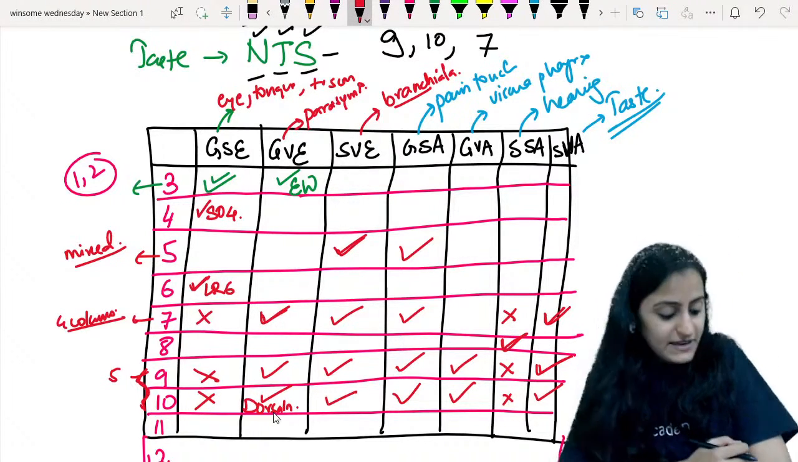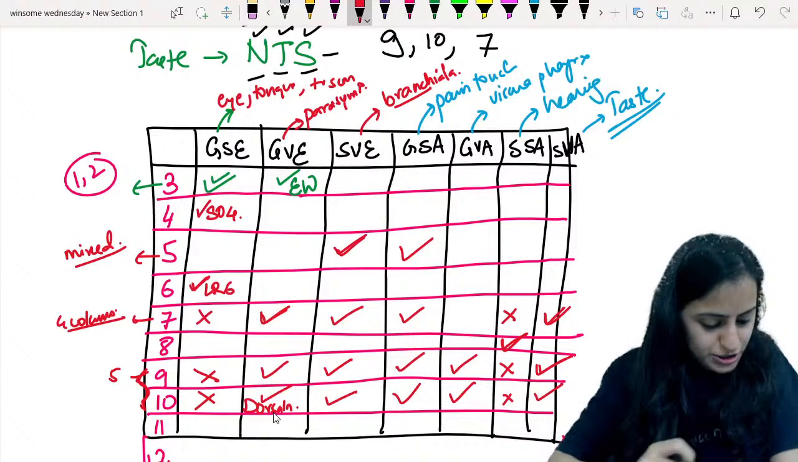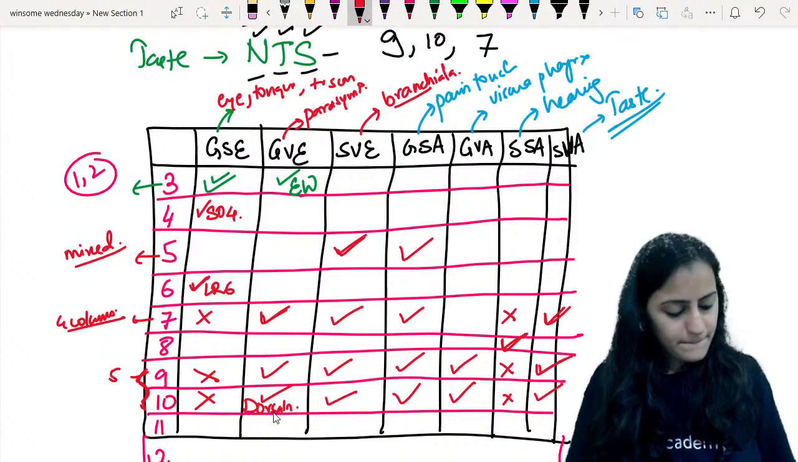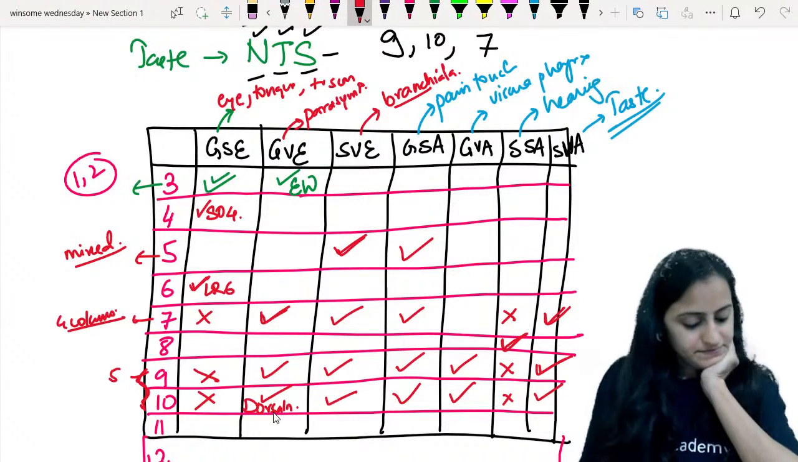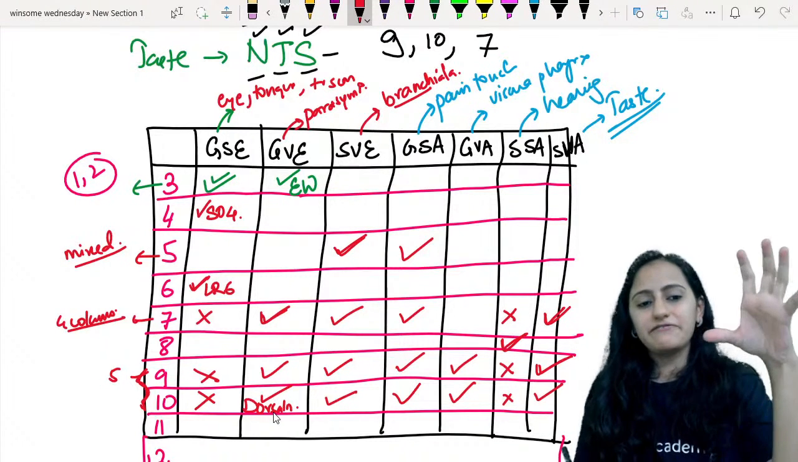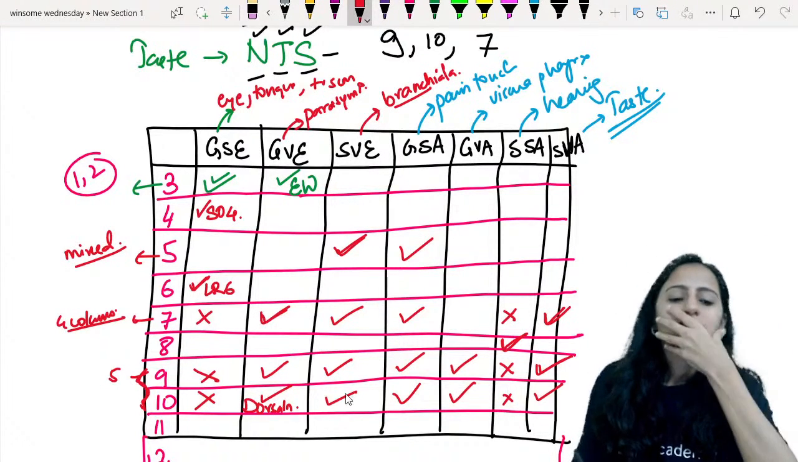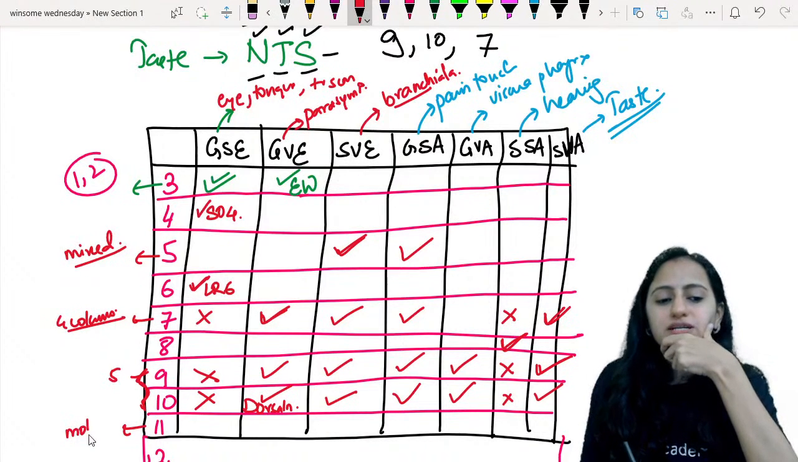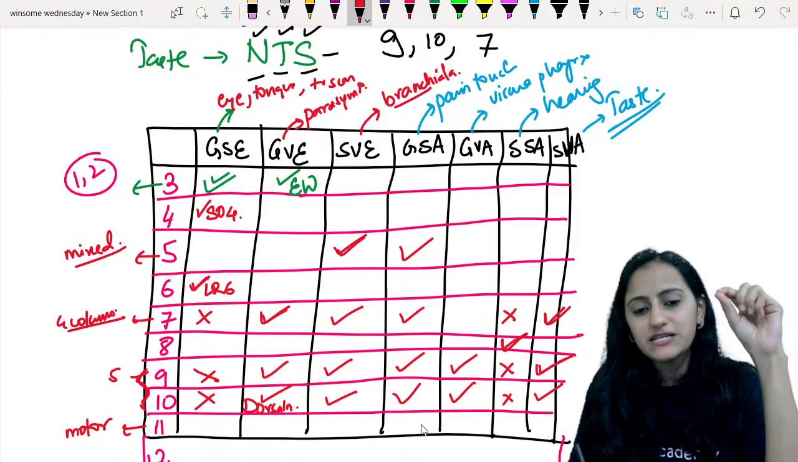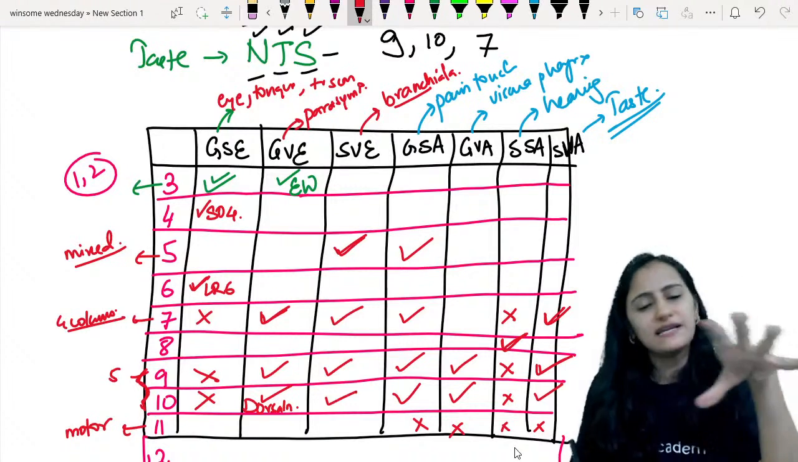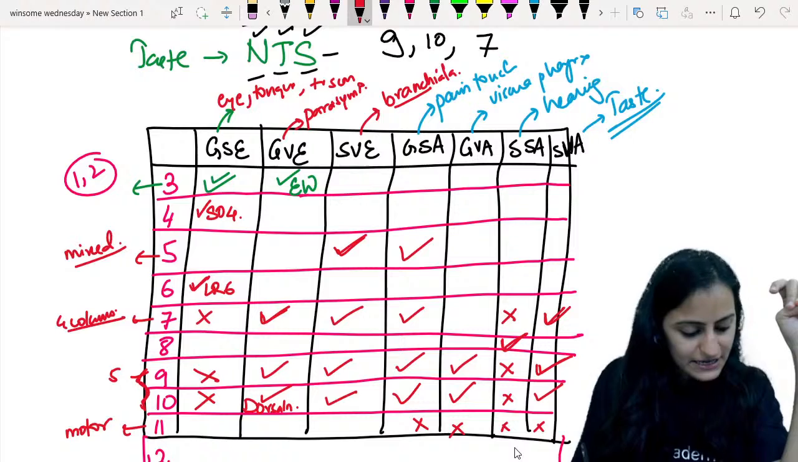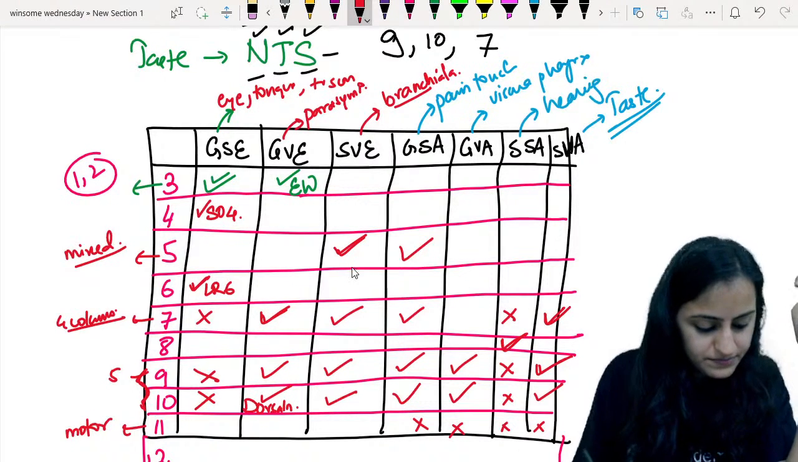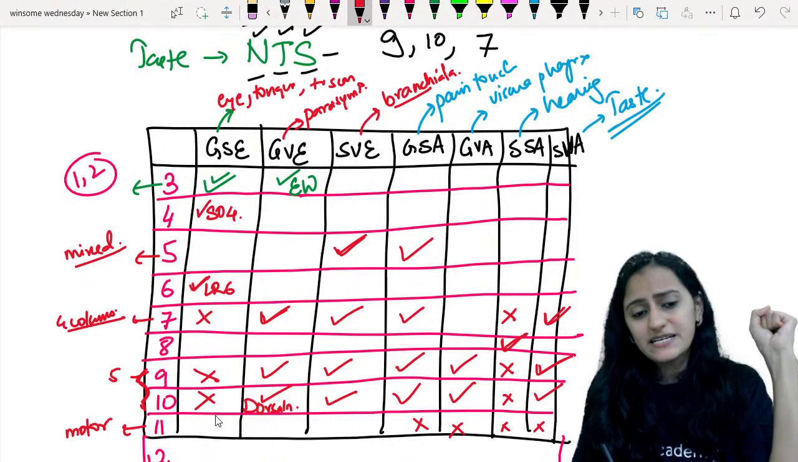Where will your cranial nerve 11 come? Cranial nerve 11 is your motor nerve, so it will not be included in your afferent columns. It has to be in the efferent. General somatic efferent.